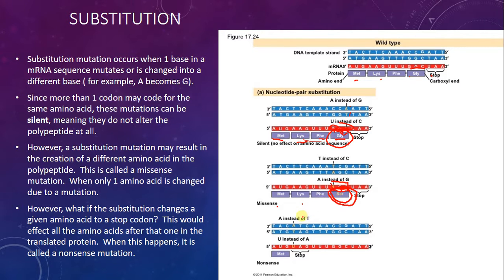Even more devastatingly, though, sometimes when we substitute or change one nucleotide, it can change our mRNA codon to a stop codon. So instead of coding for an amino acid, it creates a stop codon. It stops translation at this point, meaning we lose all of these amino acids downstream of that mutation. This is called a nonsense mutation. It's a lot worse because it disrupts all of the amino acids and basically this whole polypeptide after this one point.